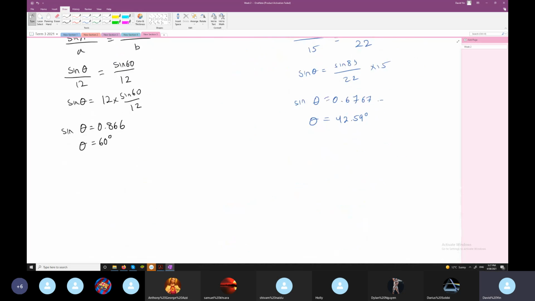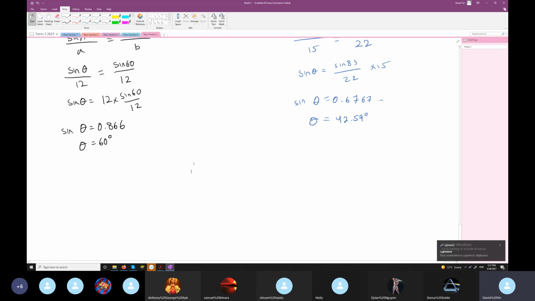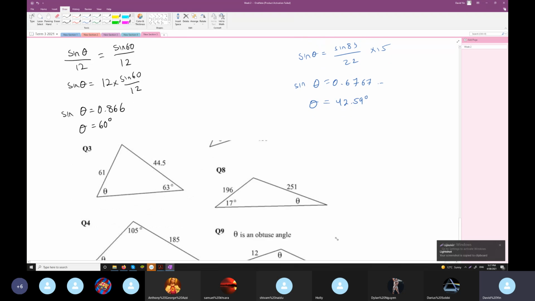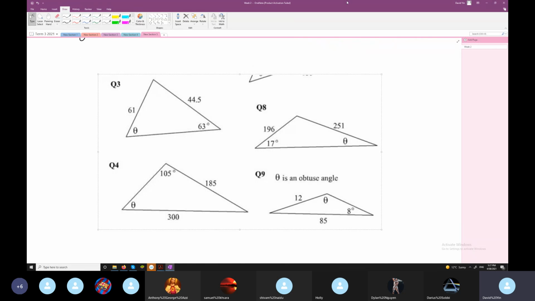All right, so same thing here. I'm just going to put up a couple of questions for you guys to give it a try. This is from exercise 2 from the non-right angle booklet. I'll put these 4 up: questions 3, 4, 8, and 9. If I can have you guys quickly do those 4 questions, I'll give you 5 minutes to do them, and then I'll quickly go through it, and then we'll look at the cosine rule.